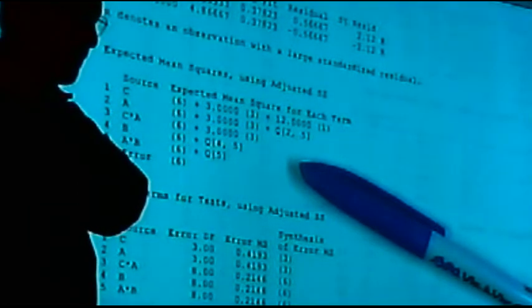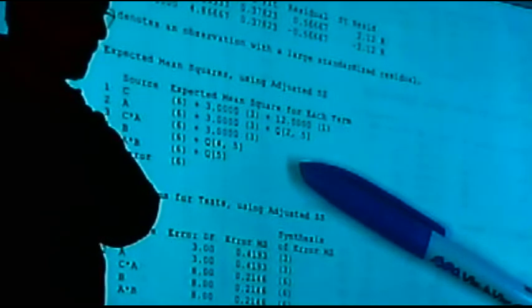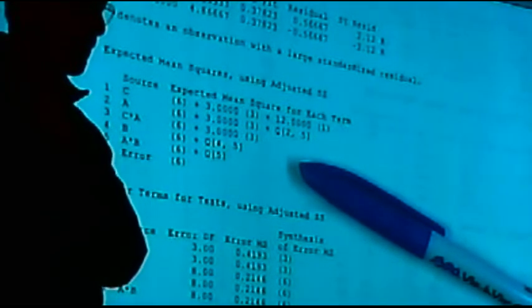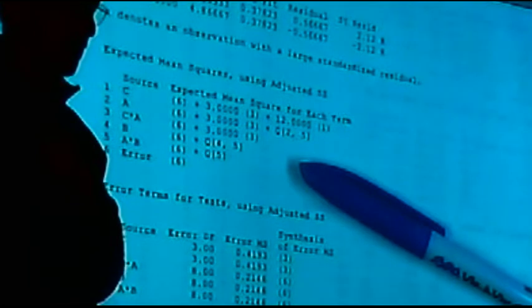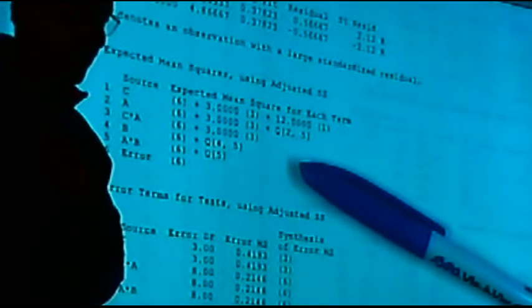Yes. Back in the analysis of variance table, remember in a factorial we check the interaction first. We test the interaction first. Do we do the same thing for the split plot?